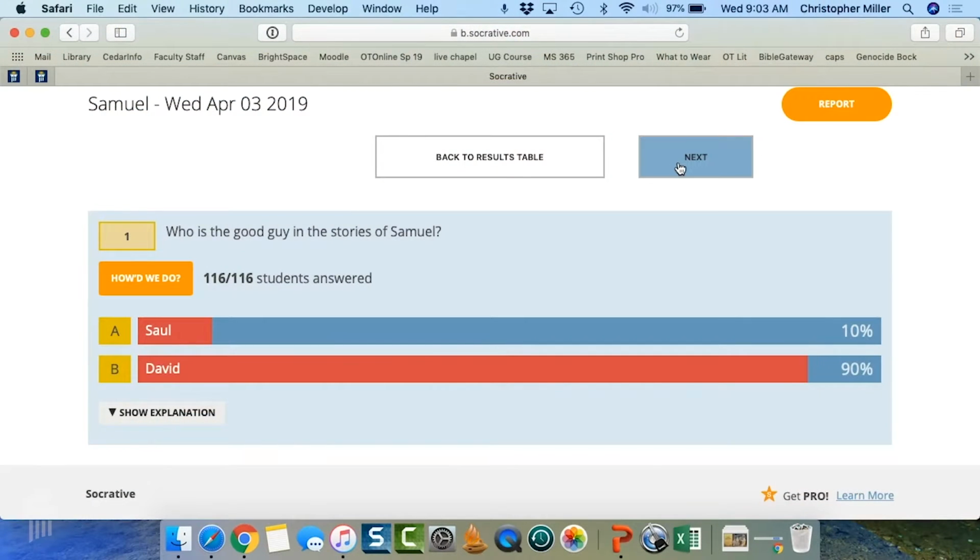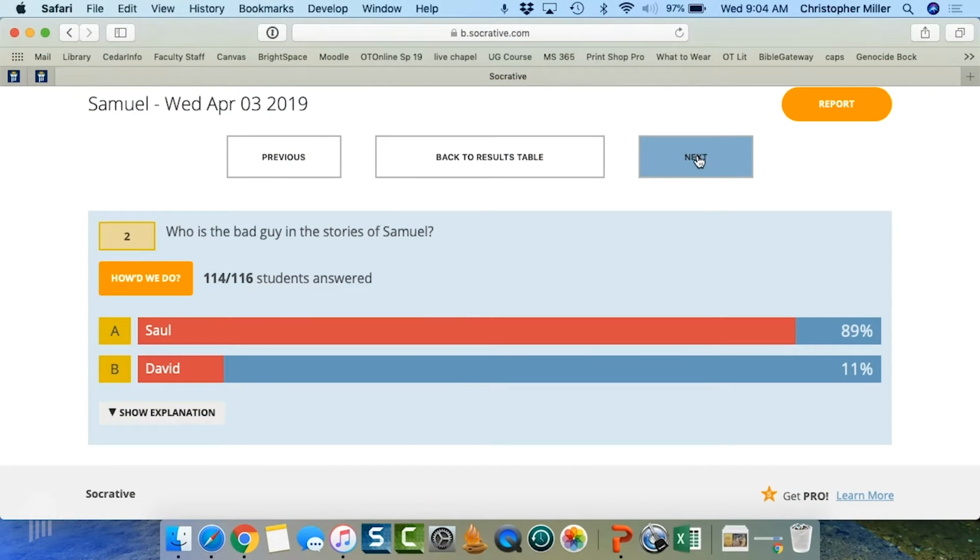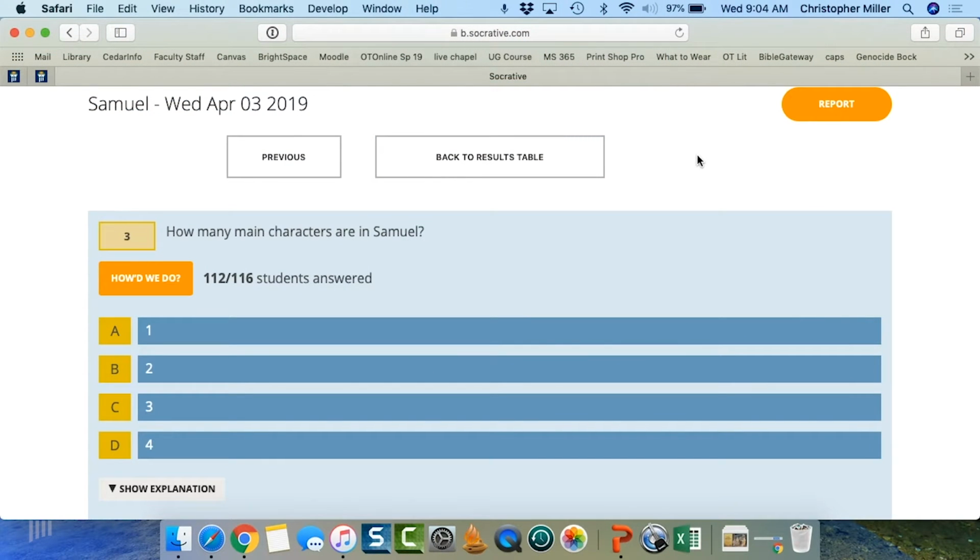Next question. Who is the bad guy? And is this going to be 90 to 10 as well? 89 to 11. Someone changed their mind. Somebody wasn't so sure. Okay, that's really quite interesting, quite revealing. So we'll talk about this again more as we move through. Let's go on to the last one here then.